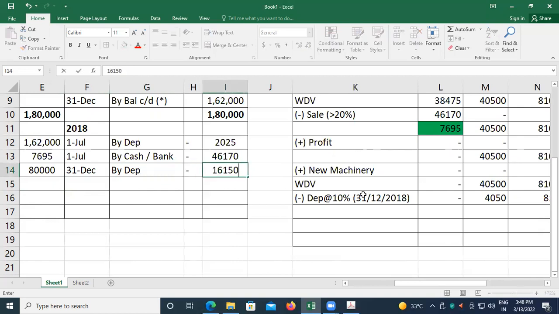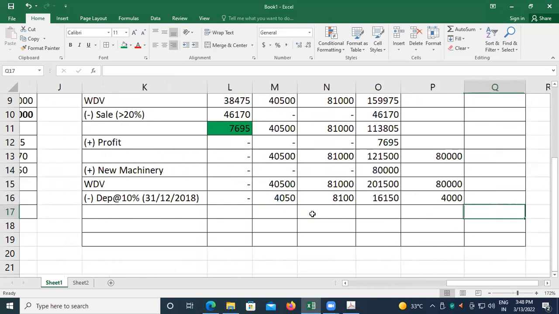16,150 rupees is the depreciation. Now, if you calculate now, what is the return now? Cost is there, WDV minus depreciation. Let us calculate the written down value of each asset.